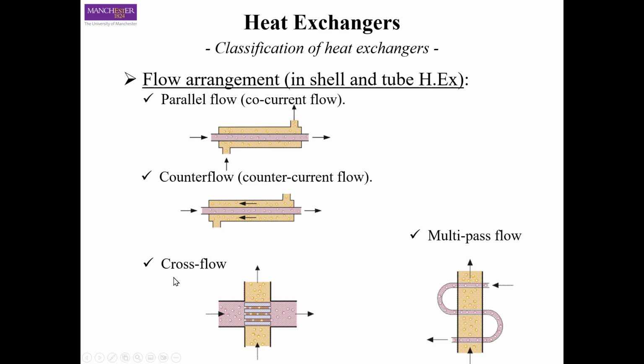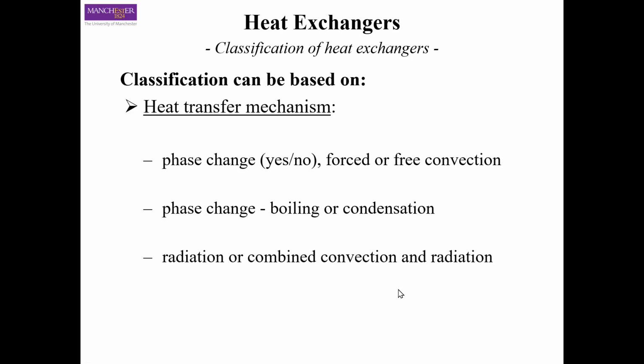And if they are moving at a 90-degree angle, as you can see here, we call them cross-flow heat exchangers. And then we can have a situation where we have multiple passes. For example, in a shell and tube heat exchanger, in the same shell, we can either have multiple tube passes, or we can have one tube pass and multiple shells. Okay, and we will see that in much more detail in the next lectures.